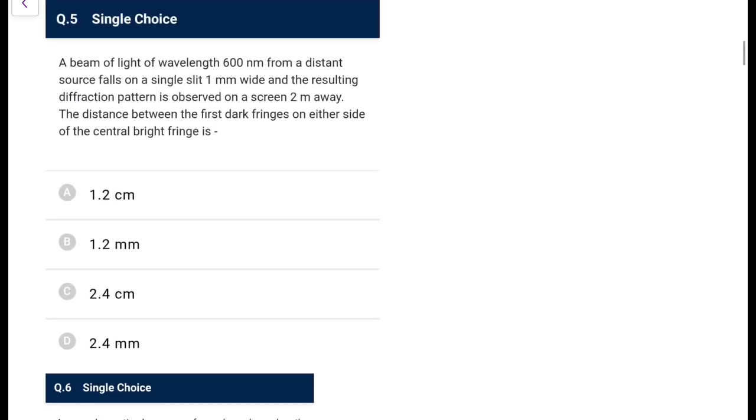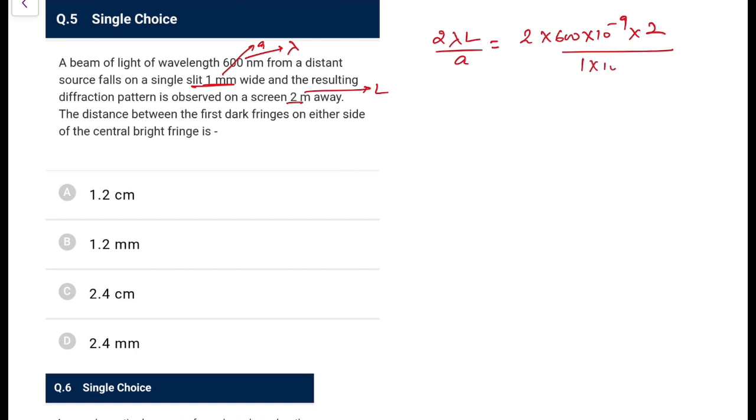Next one: a beam of light of wavelength 600 nanometer from a distant source falls on a single slit 1 mm wide. The resulting pattern is obtained at 2 meters. So this is a, this is lambda, this is L. The distance between the first dark fringes on either side is 2 lambda L by a, that you directly remember. So lambda is 600 nano, nano means 10 to the power minus 9, L is 2 meters, a is 1 into 10 to the power minus 3.